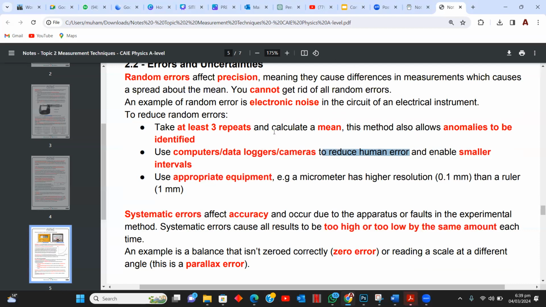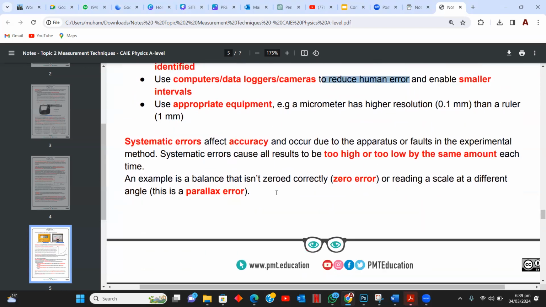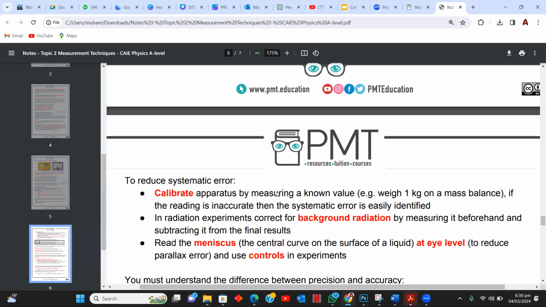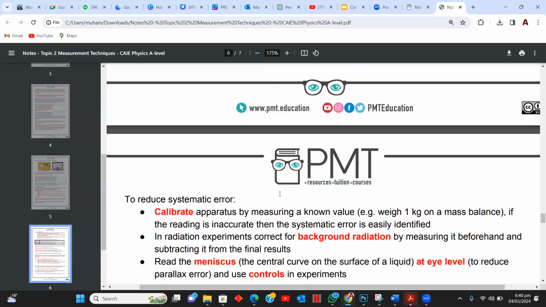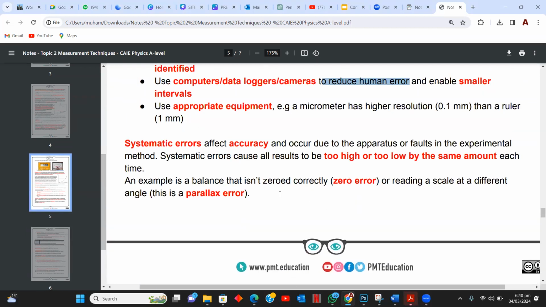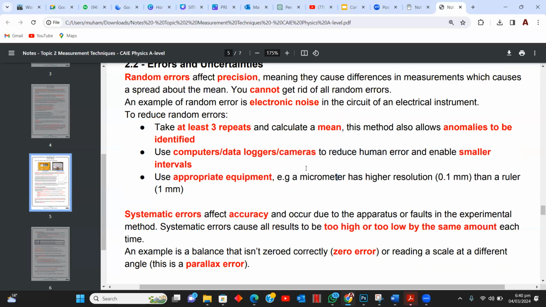So like, what would be the difference between a parallax error and a random error? Parallax error is a type of random error. So then why isn't it just called a random error? Because random error has different types. Parallax error is a random error.